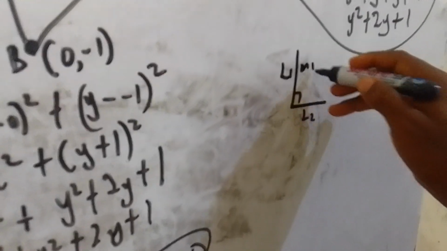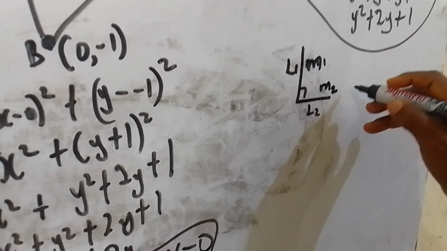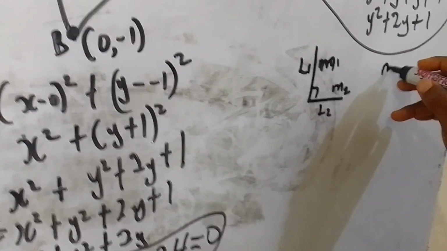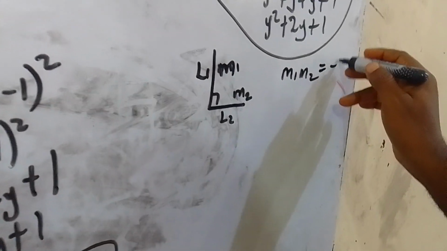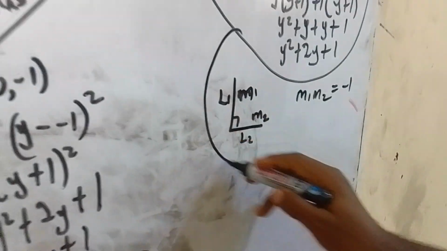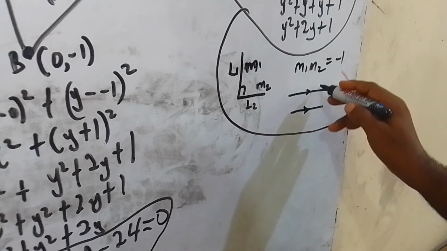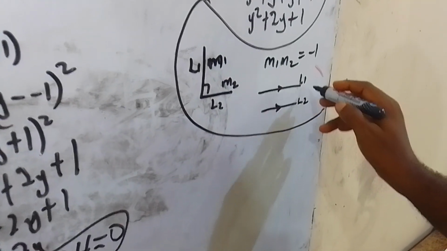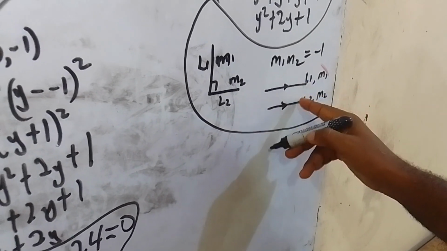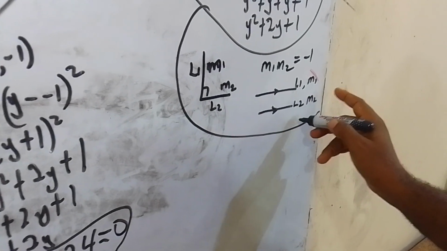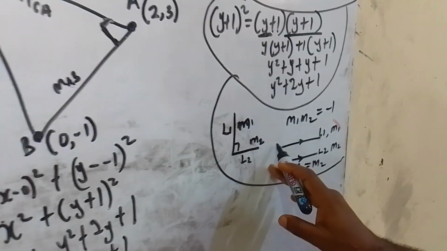If line 1 has slope M1, and line 2 has slope M2, the relationship between them when they are perpendicular is that the product of the slopes or gradients must be equal to -1. Another scenario is if the two lines are parallel to each other. Let's say this is line 1 and this is line 2, and line 1 has gradient m1, line 2 has gradient m2. If the two lines are parallel, then the gradient m1 must be equal to gradient m2. We should have that at the back of our mind.